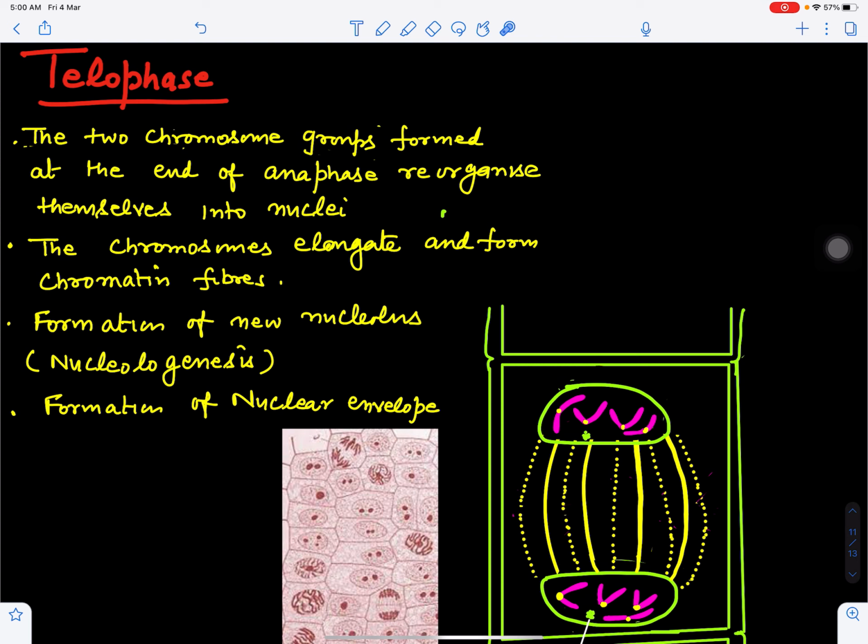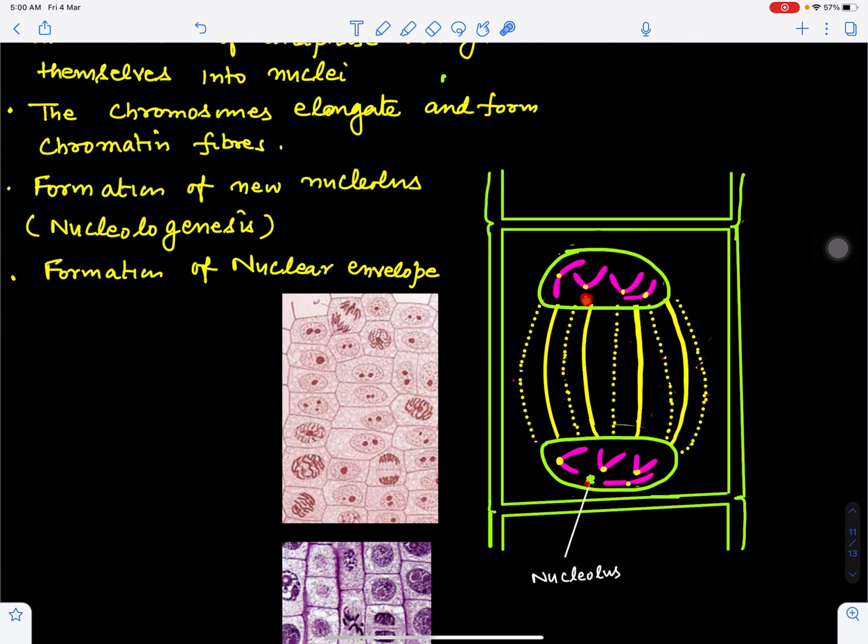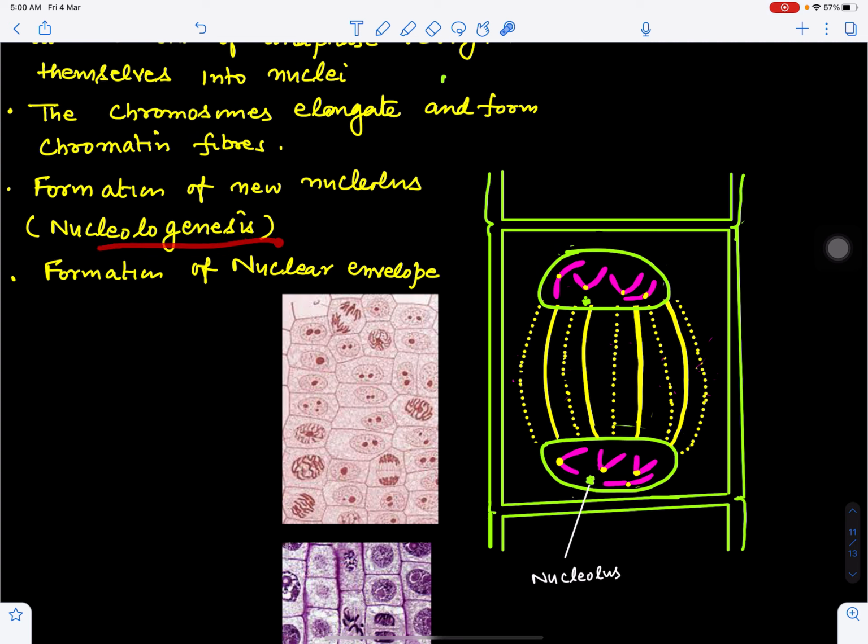This will be completely produced, and the nucleolus which was degenerated in the prophase stage will now be produced again. So this formation of the nucleolus is also called nucleologenesis, right? Like earlier, when the nucleolus degenerated, its remnant particles were there in the cell cytoplasm materials. Now they will again accumulate and form the nucleolus. So this is called nucleologenesis. Nuclear envelope formation has been completed.